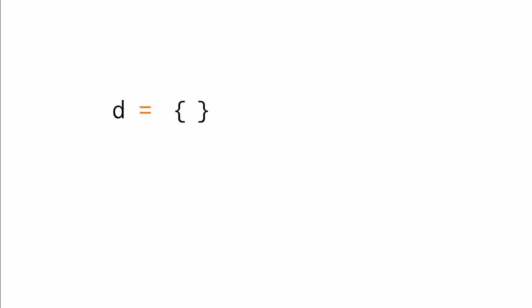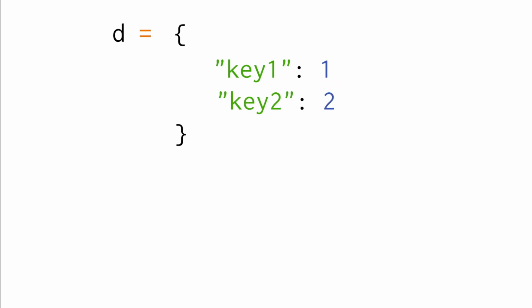We can create an empty dictionary by using curly braces. And within these curly braces, we specify the key-value pairs. A colon separates keys from their values. Here, D is a dictionary that has one key-value pair. In that pair, the key is the string "key1", and the value is the integer 1. We can add any number of key-value pairs, but we need to separate these key-value pairs with commas.